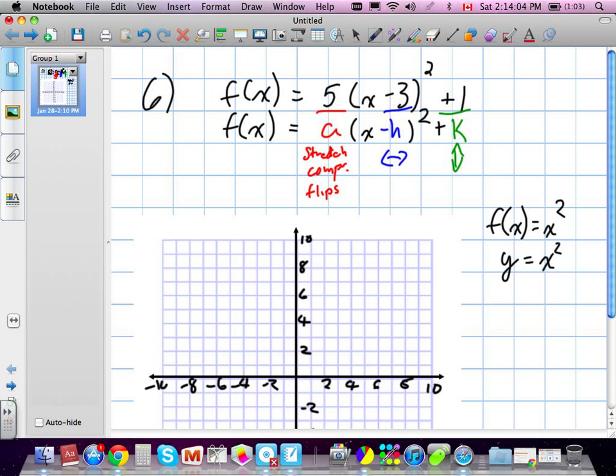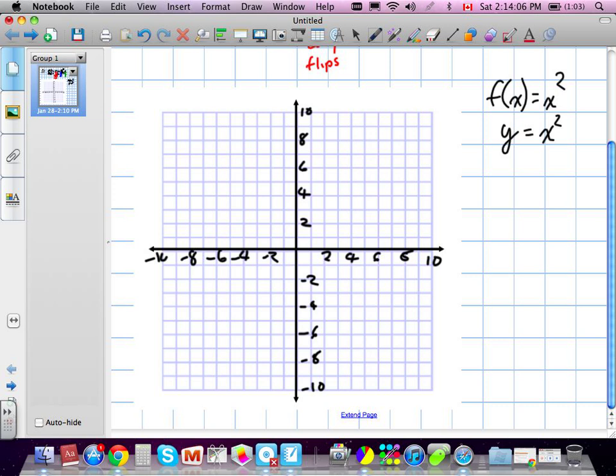So the way we graph that is our vertex is at 0, right? And normally we go over 1 and square that. 1 squared is 1, so I go up 1. That's my next point. Same if I go this way: I go negative 1 from the vertex, and I square negative 1, I get positive 1. There's my next point. And then from the vertex, we go over 2.